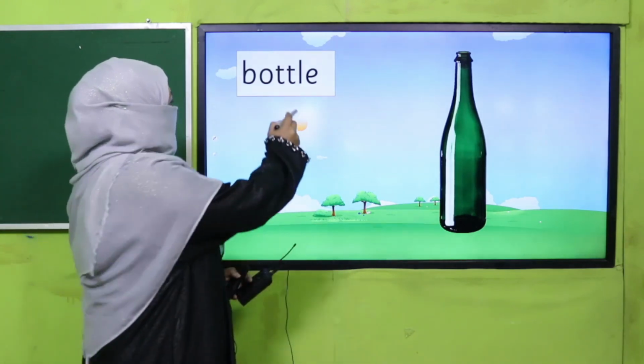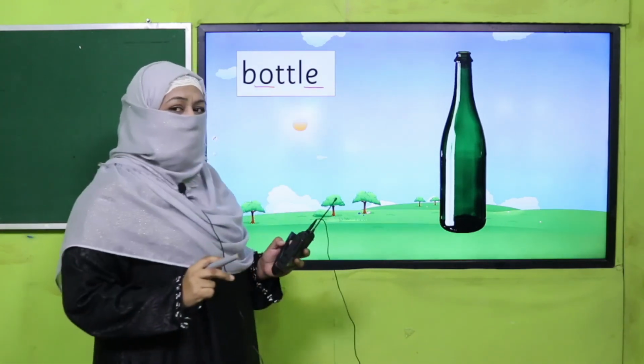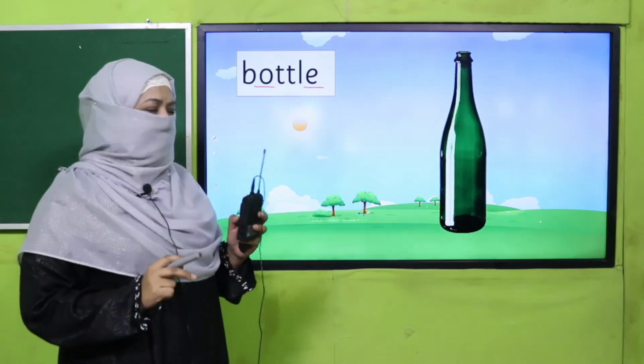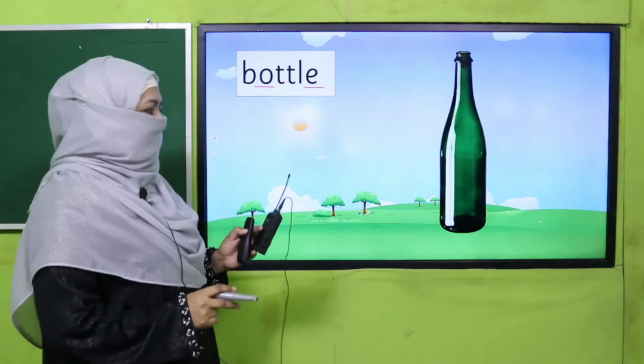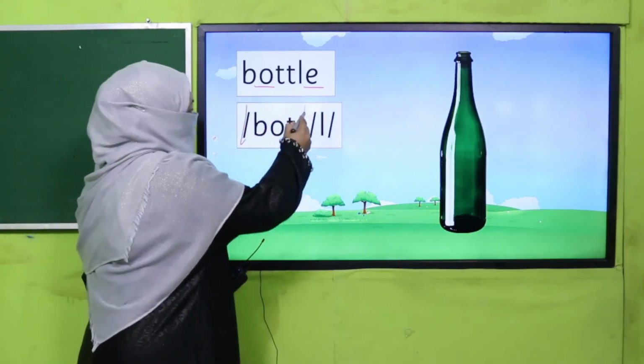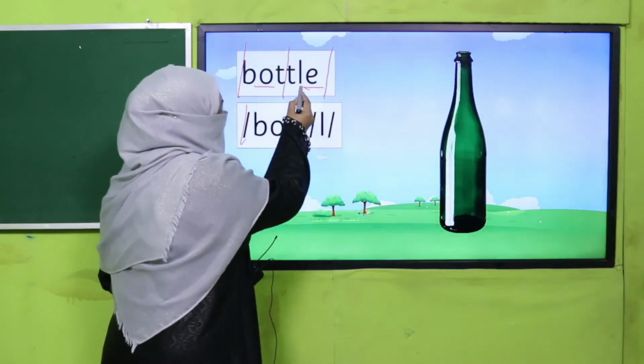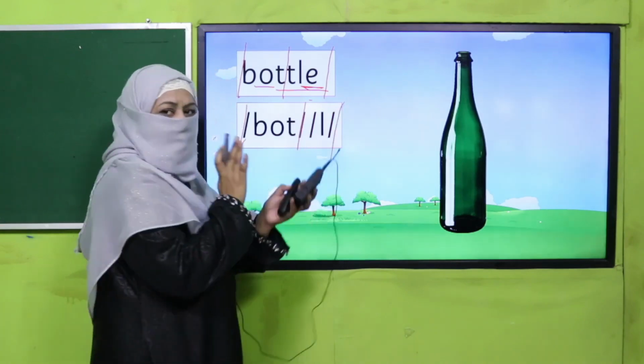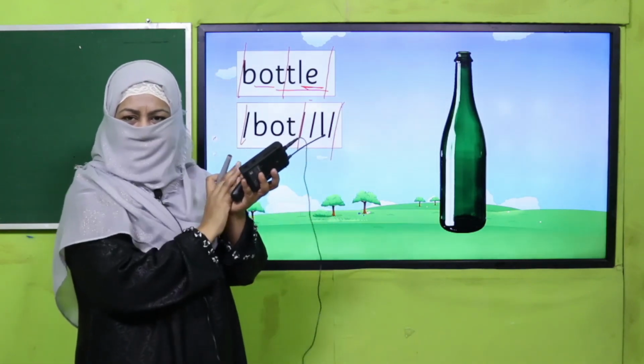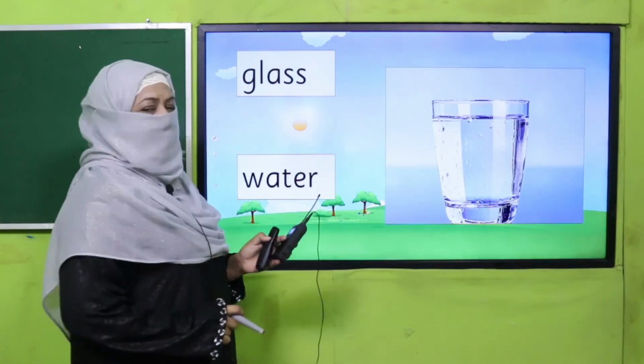Bottle. Now look at syllables, look at vowels and their sounds. How do we break it into syllables? Bot, one syllable, one vowel sound, and because of this, bottle has one vowel sound in each part. Okay, all right. Now look at this.